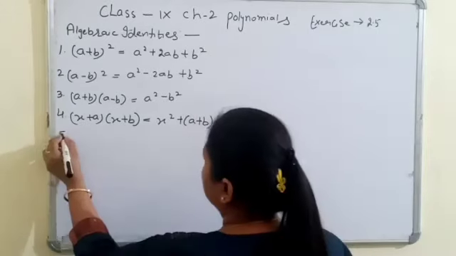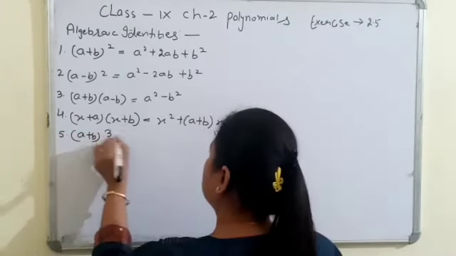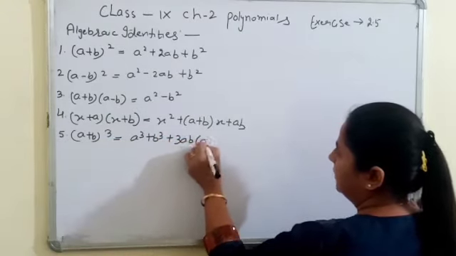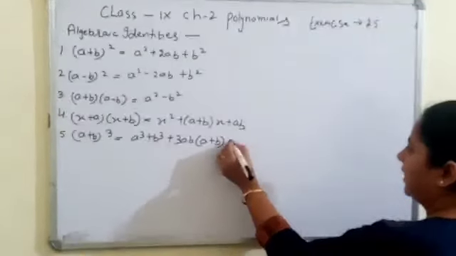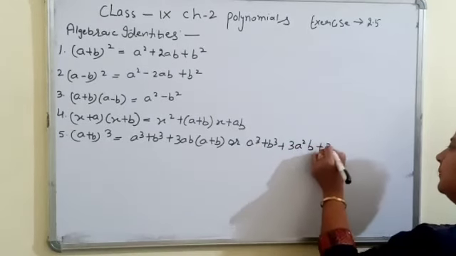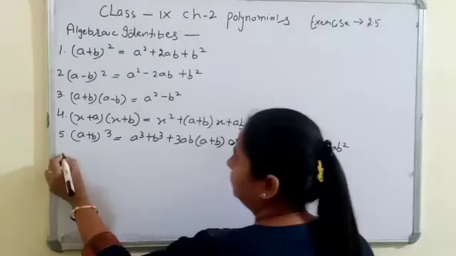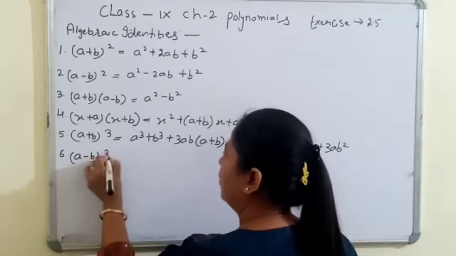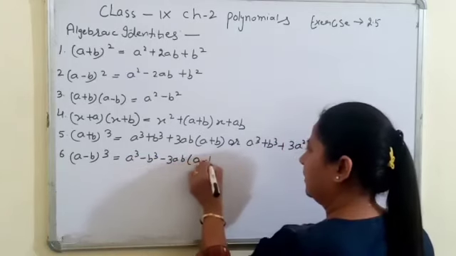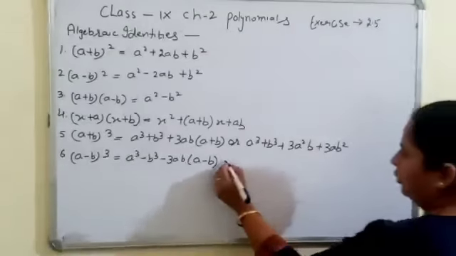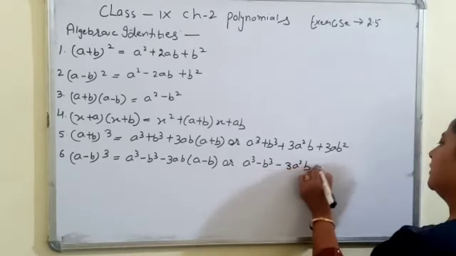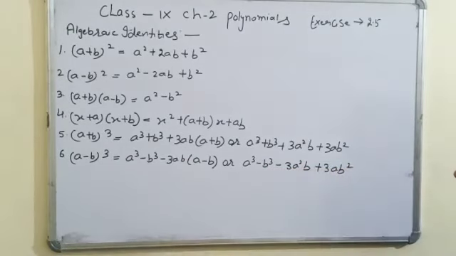plus ab. Fifth is (a plus b) whole cube, which is equal to a cube plus b cube plus 3ab into (a plus b), or we can write it as a cube plus b cube plus 3a square b plus 3ab square. Sixth is (a minus b) whole cube, a cube minus b cube minus 3ab into (a minus b), or we can write it as a cube minus b cube minus 3a square b plus 3ab square.